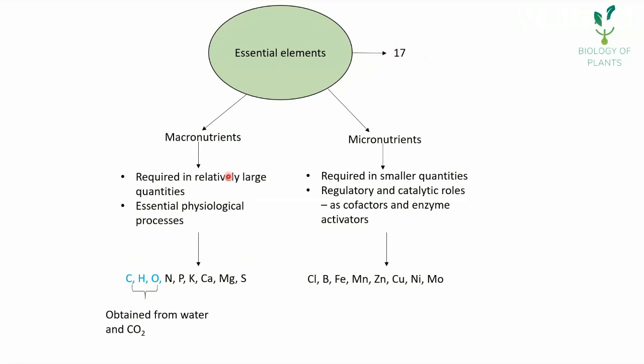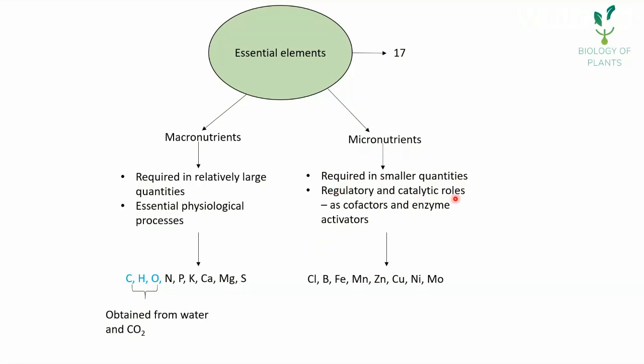Among these, some are required in relatively large quantities and they are called macronutrients. These macronutrients are majorly involved in important physiological processes. This group includes carbon, hydrogen, oxygen, nitrogen, phosphorus, potassium, calcium, magnesium and sulfur. Of course, carbon, hydrogen and oxygen will not be covered under mineral nutrition since they are obtained from water and carbon dioxide.